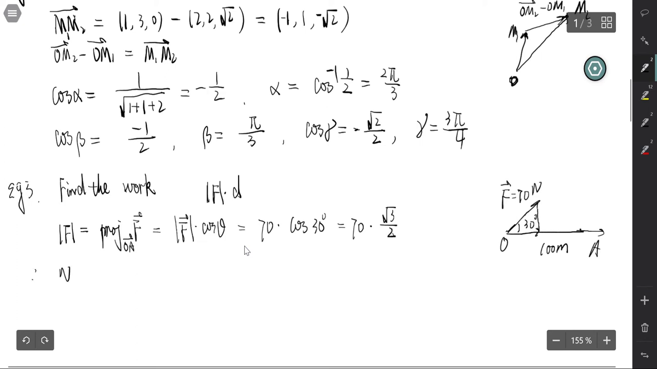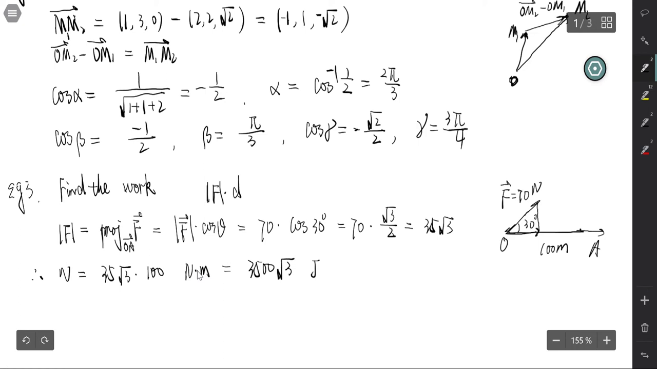So the work is 35 square root 3 times 100. That is 3,500 times the square root of 3 joules. That's the work. We use the scalar projection, because we only need to find the magnitude of the projection. Okay, that's the projection and the direction angles and direction cosines.